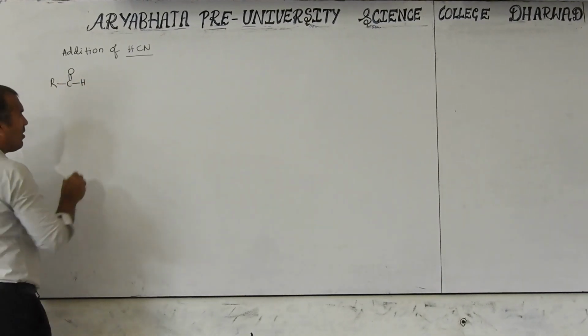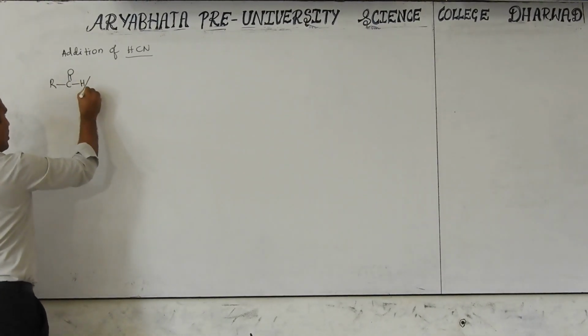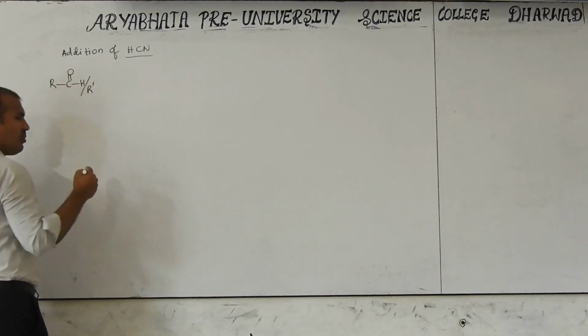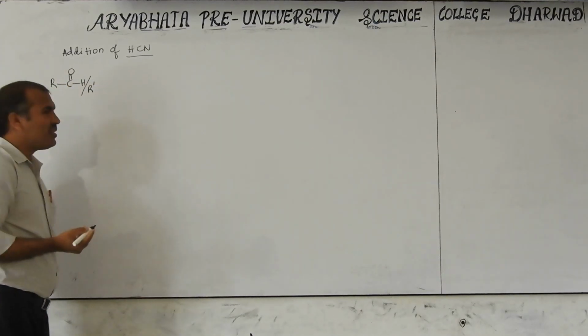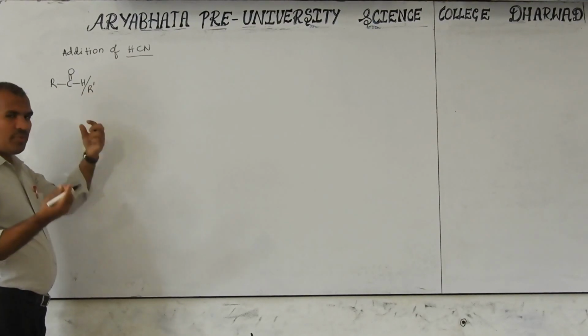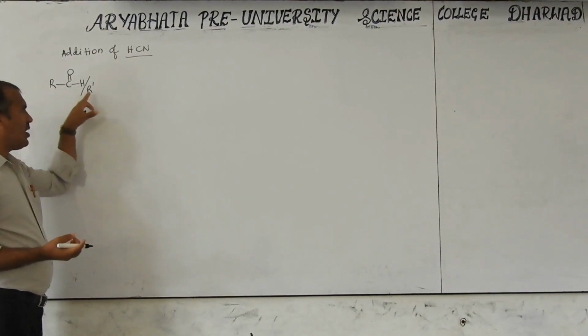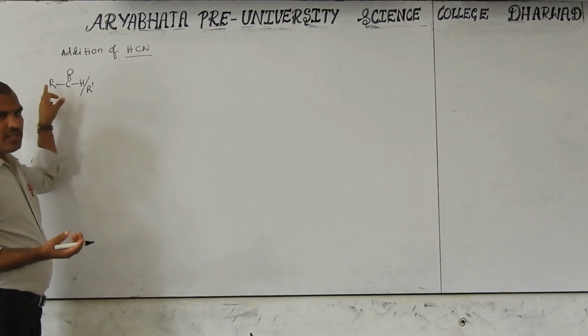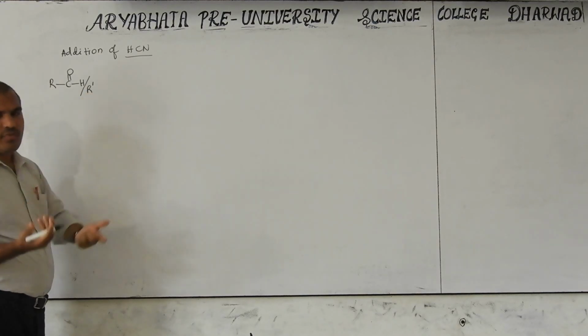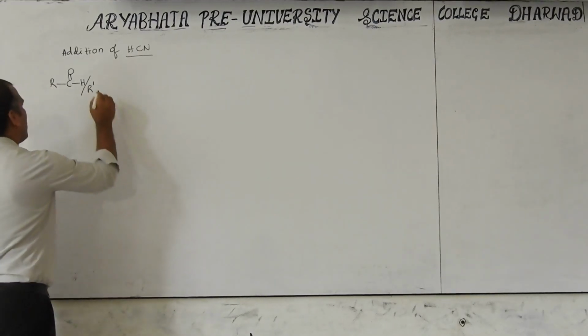This is an aldehyde. If H is not there, R dash may be there. It may be any other alkyl group. R dash will be the same. If you have CH3 here, CH3 will be the same here also. If you have CH3, here it will be the ether. Whatever you want, you can take, no problem.